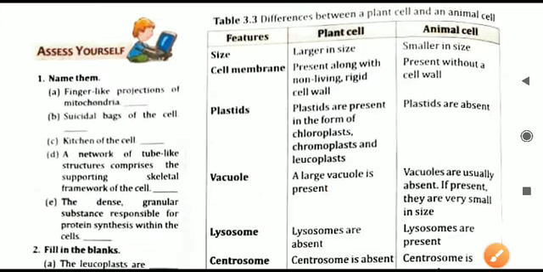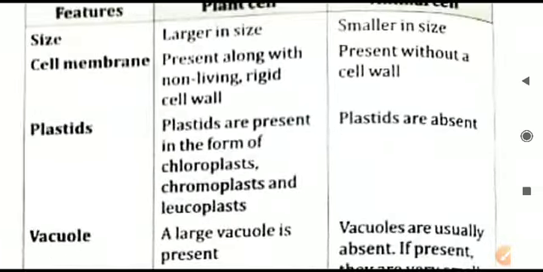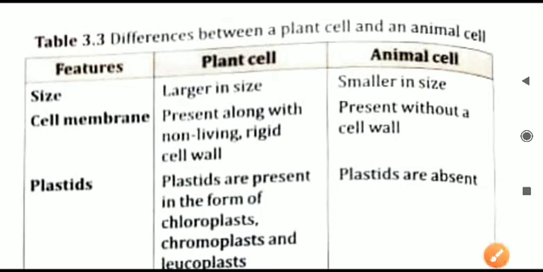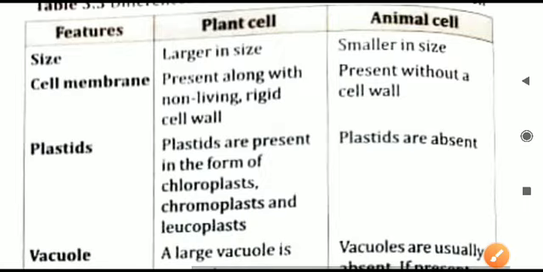So here is the table that is given here. You can see this. This is the table that you have to learn also. Prepare this table: difference between plant and the animal cell. If we compare these differences, then let us see.